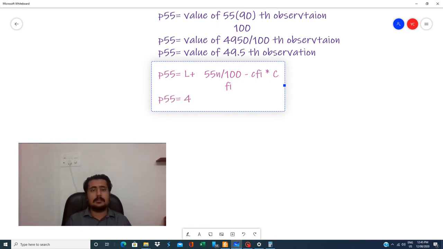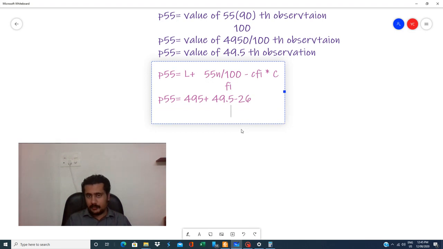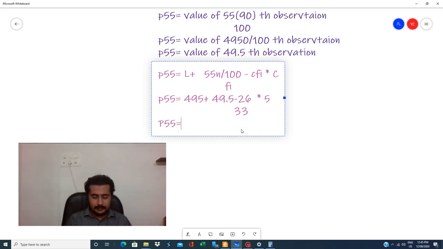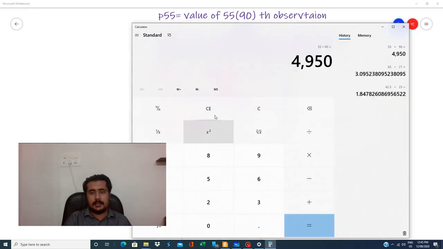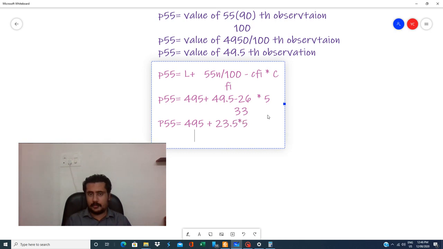P55, now what is lower boundary? It's 495. What is 55 into N upon 100? It's 49.5 minus. Let us see what is our CFI. This class is selected, so CFI will be 26 upon frequency is 33. So what is class length? Class length is obviously 5. P55 will be 495 plus. Now 49.5 minus 26, 23.5 into 5 upon 33.